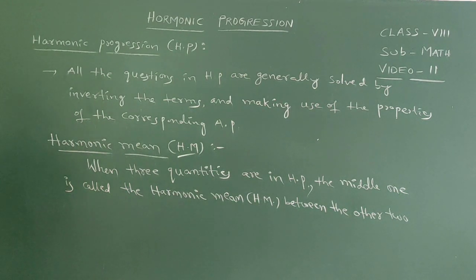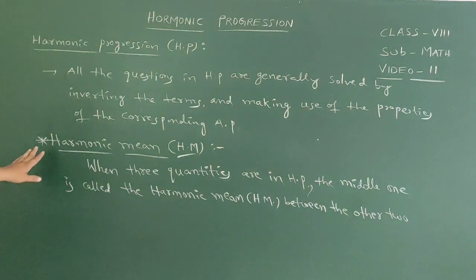Another important thing here, harmonic mean, abbreviated as HM. What is harmonic mean? What is arithmetic mean? If A, B, C are in AP, B is called the arithmetic mean because they are in AP. The middle term is called mean generally. If they are in AP, that is called arithmetic mean. If they are in GP, that is called geometric mean. If they are in HP, that is called harmonical mean.